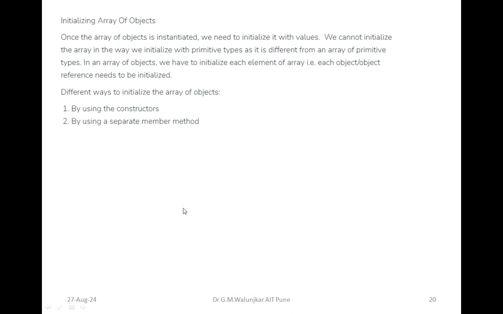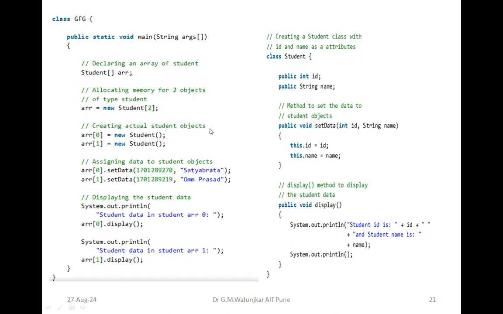Now, how to initialize an array of objects? By using the constructor you can initialize it, or by using a separate member method you can initialize it. Just see here, you have class GFG inside which you are writing main. A student array you are declaring for this class Student. There is a public int id, public String name, and some user defined methods.